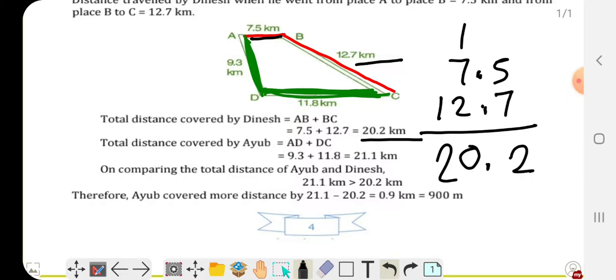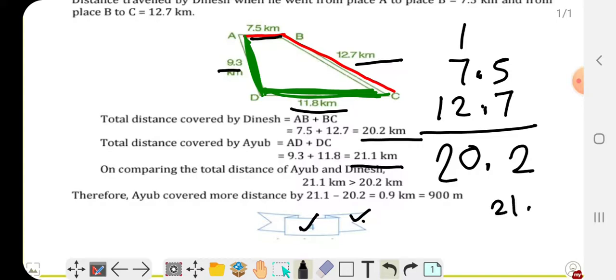And total distance covered by Ayub is 9.3 and 11.8. The sum is 21.1 kilometer. So it is evident that which one is greater out of these two. The distance traveled by Ayub, that is 21.1, is greater than 20.2. So they are asking for how much more distance he has covered. To find that, we will subtract the distance covered by Dinesh from the distance covered by Ayub.